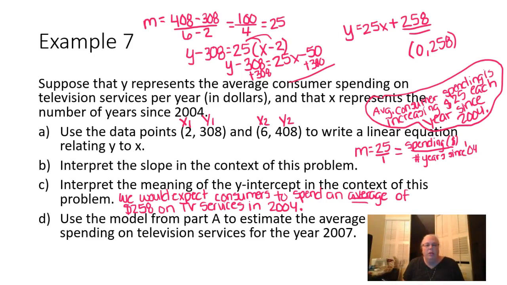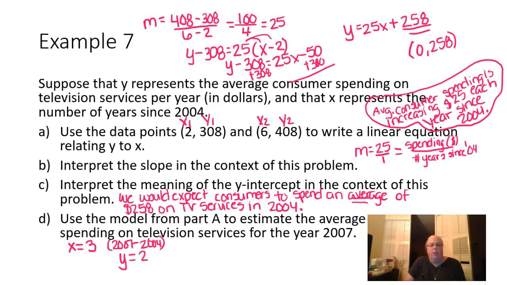Okay, part D. Use the model from part A to estimate the average consumer spending on television services for the year 2007. Well, remember, x stands for the number of years past 2004, so we are supposed to be finding what happens when x is equal to 3. And this is just going to be 2007 minus 2004. So I'm going to plug x equals 3 into my equation. y is equal to 25x plus 258. So let's see what we get.